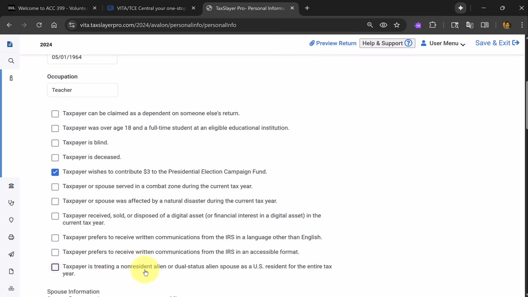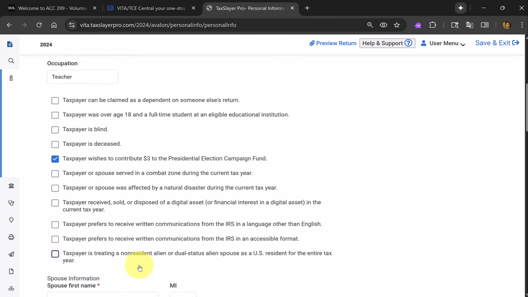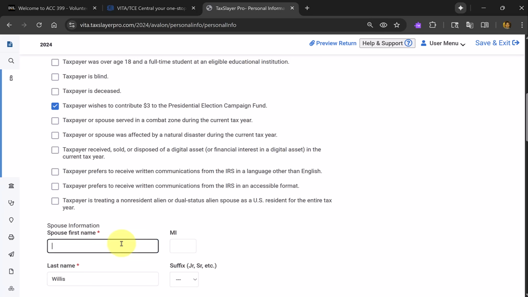VITA can do non-resident alien returns, but that requires another type of certification and not the advanced certification we're doing. So let's work with entering Yvette's information. Again, I'm looking at her Social Security card and not necessarily the name they put on the intake sheet.